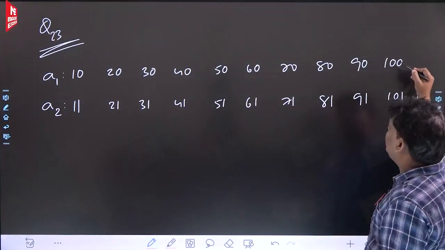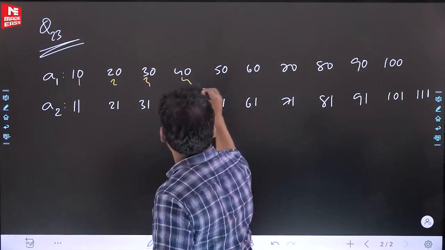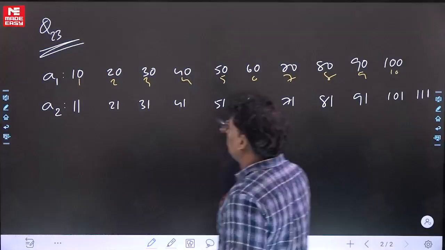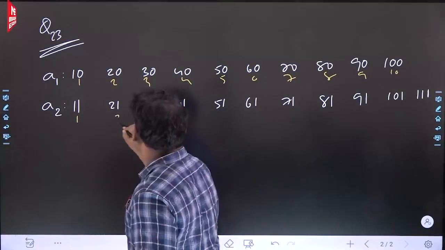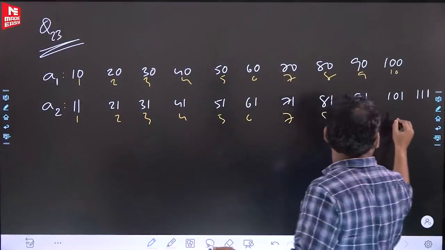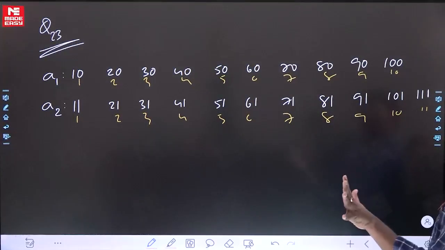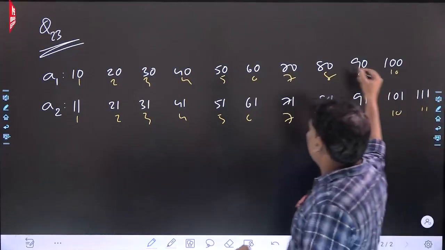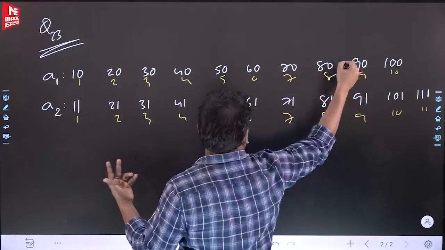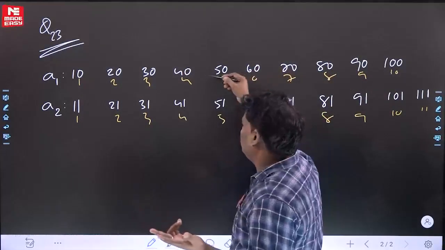A1 contains how many elements? 10 elements. Now A2 contains how many elements? I think 11 elements. A1 contains 10 elements, A2 contains 11 elements. So in the first array, which is sorted, what is the median? Median is nothing but the sorted array's middle person. You only said 10 people are there. What is the middle? Everyone knows.